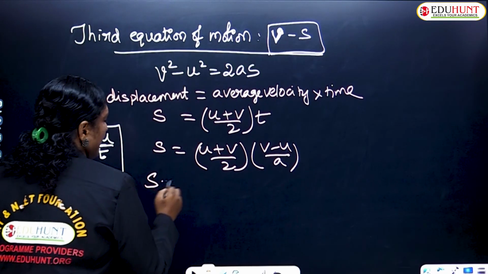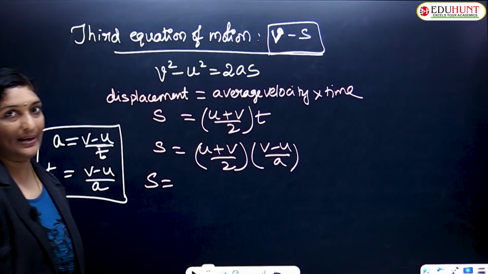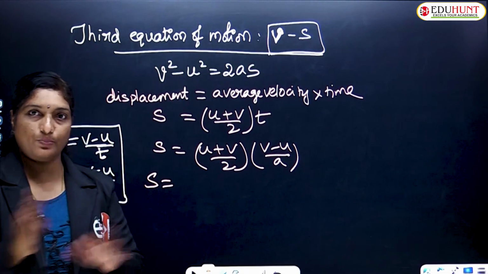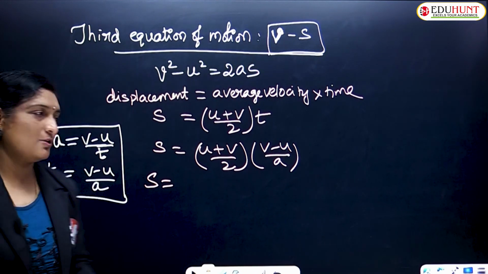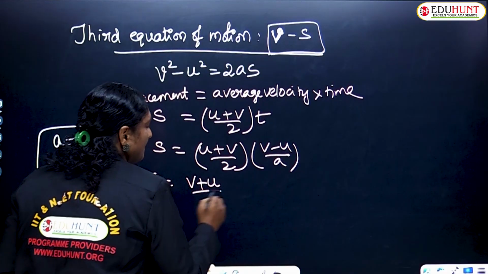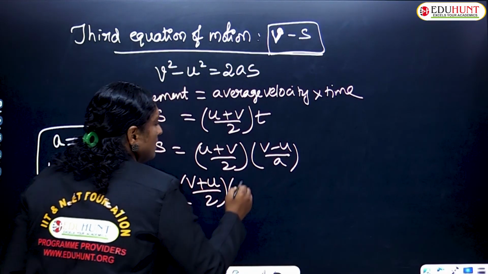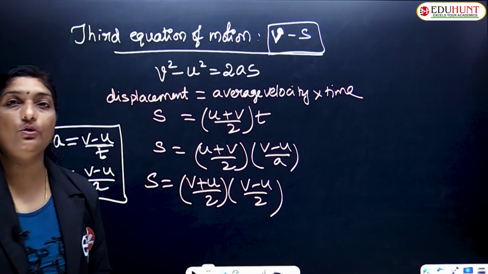Again rearranging the terms, a plus b is also equal to b plus a. Similarly, u plus v equals v plus u. So u plus v can be written as v plus u by 2 into v minus u by a. Children, I hope you know the formula.